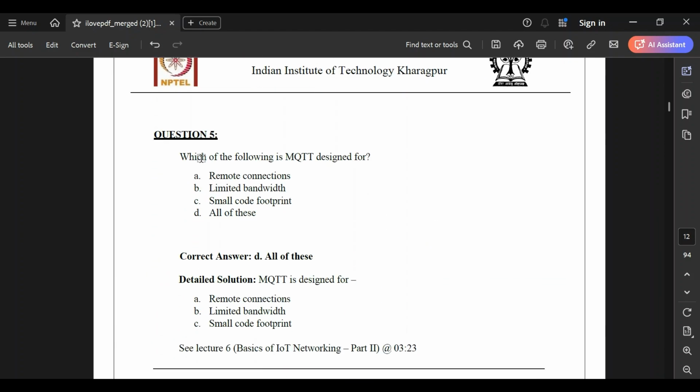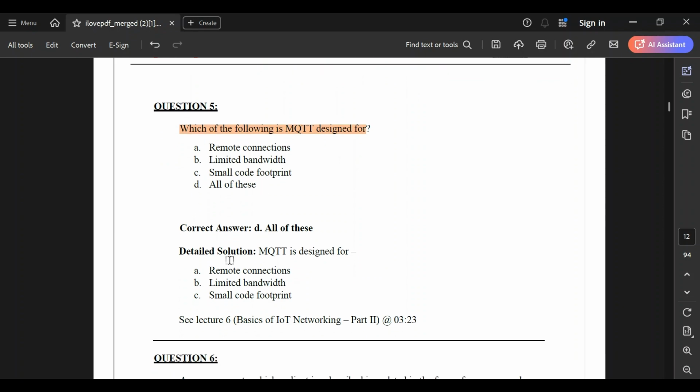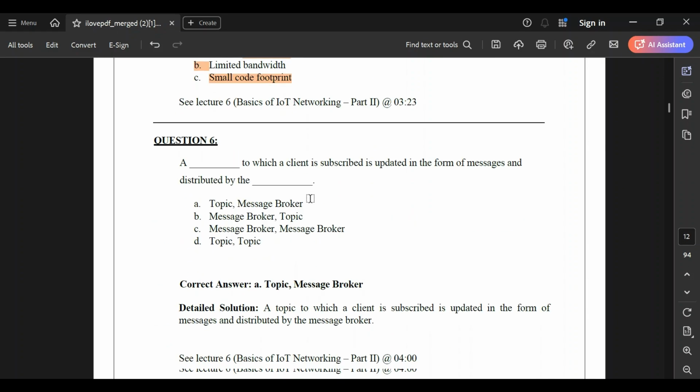Moving to the next question, which of the following is MQTT designed for? It is designed for remote connections, limited bandwidth, and small code footprint. So all the options given here are correct. So option D is there.